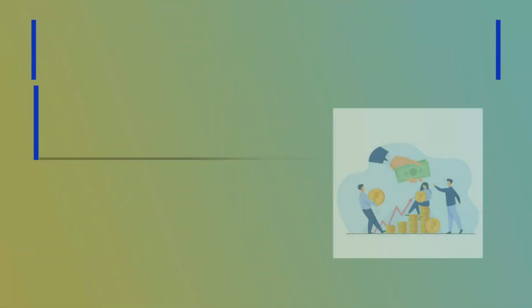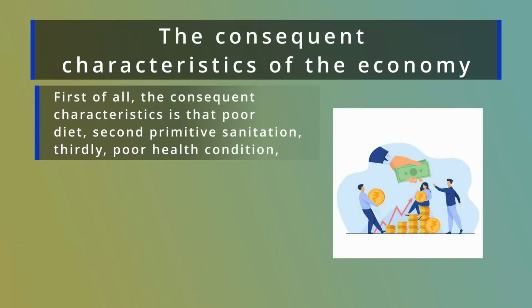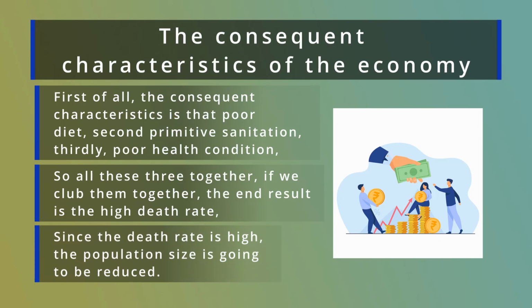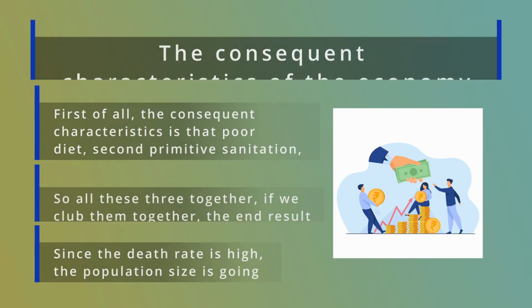So what are the consequent characteristics of the economy? First of all, the consequent characteristics is that poor diet. Second, primitive sanitation. Thirdly, poor health condition. So all these 3 together, if we club them together, the end result is the high death rate. Since the death rate is high, the population size is going to be reduced.